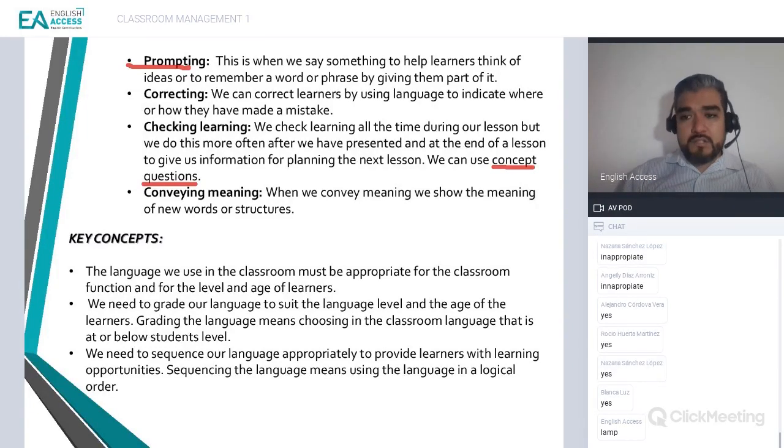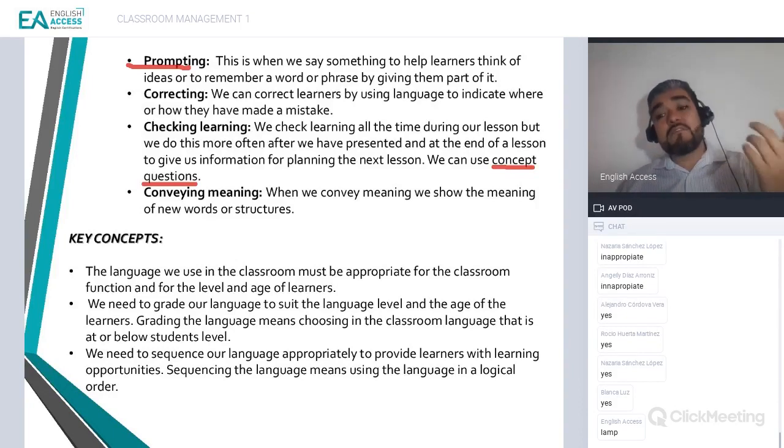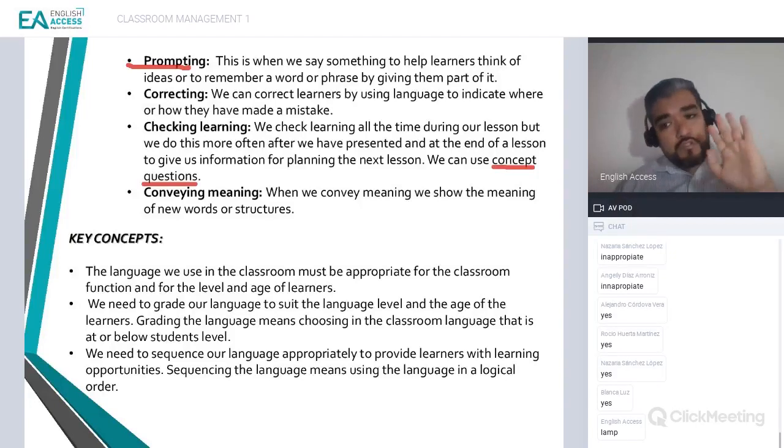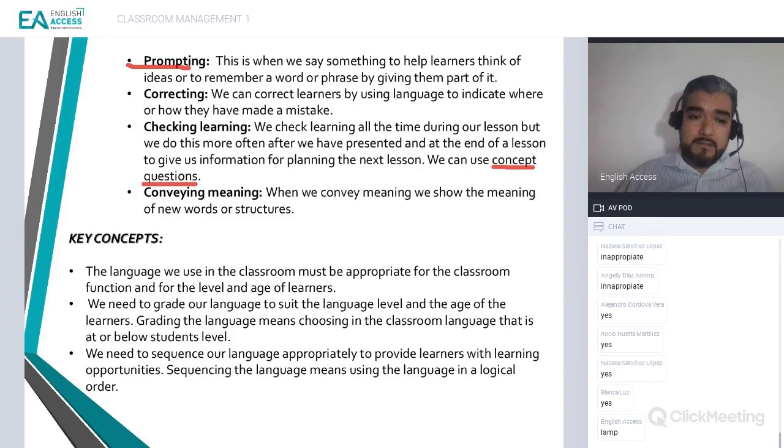If you don't show the picture or if you don't point to the object, that is not convey meaning. If you give the meaning, if you describe the object, you are explaining, right? You're not conveying meaning. To convey meaning, you need to show it. You need to point at it. You need to show it. That would be conveying meaning. Okay? Those are some of the functions of language that we use in the classroom.